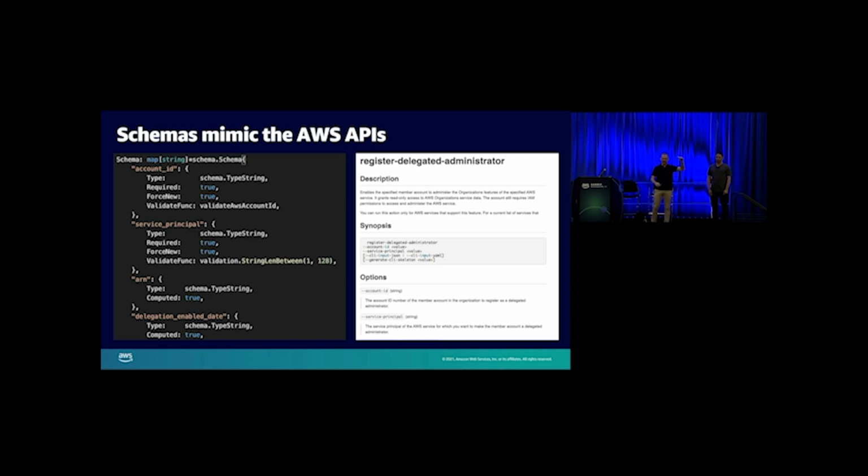But you see account ID and you see service principal. Those are directly related to API attributes as well. You see account ID, service principal. In this case, they're both strings. They're both required. And there's some validation getting done. And that validation is directly driven off what the API's documentation says.